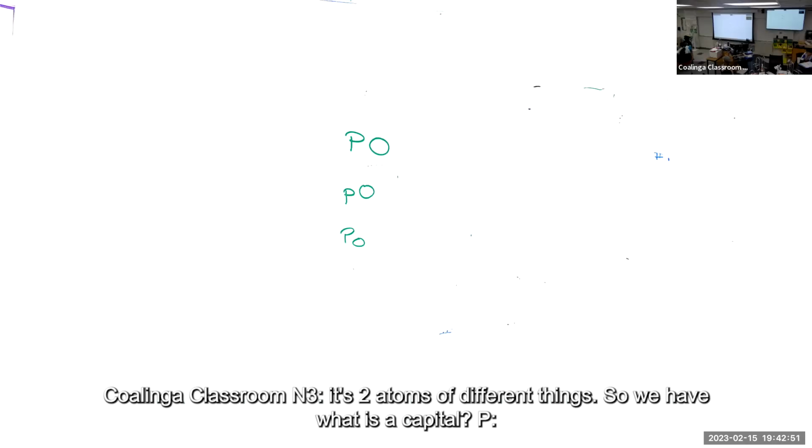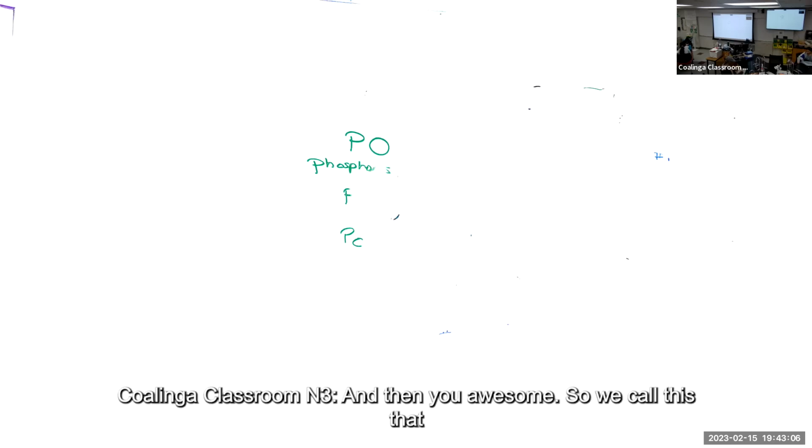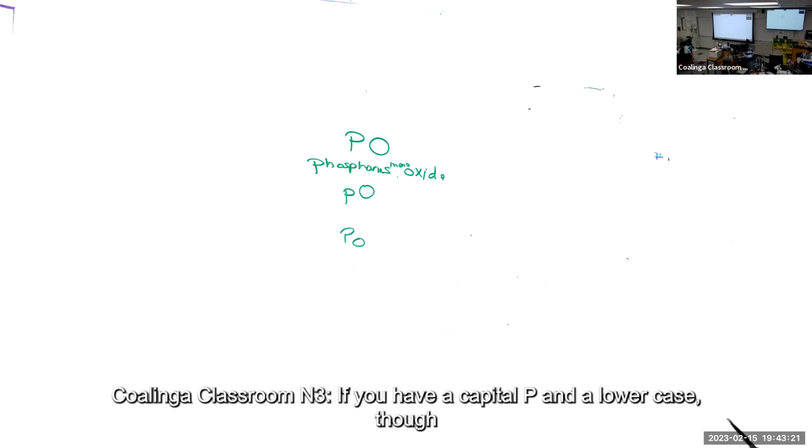What is capital P? Phosphorus, yes. And then the O, oxygen. So we call this phosphorus oxide or phosphorus monoxide. Now, if you have a capital P and a lowercase o, like here, polonium, that's correct. This is polonium.